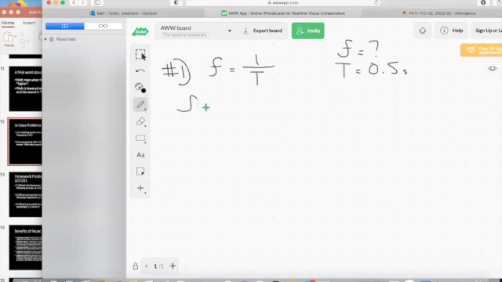So what we're going to do is just plug in what we have. 1 divided by 0.5 is actually 2. This is going to be seconds to the -1 power because it's in the denominator, or the SI units can also be written as hertz.